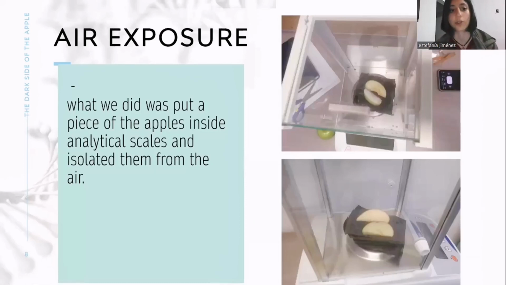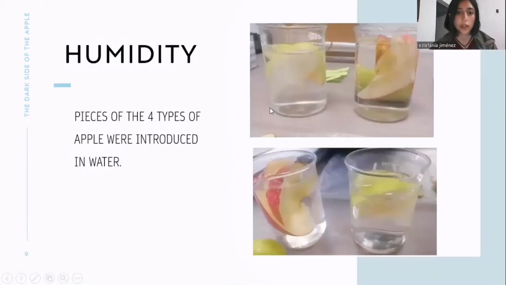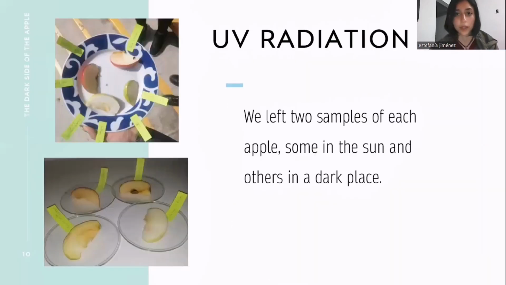Then air exposure. What we did was put a piece of the apple inside analytical scales and isolated them from the air. By preventing the passage of the oxygen, the noticeable browning was considerably less. Now, in humidity, pieces of the 4 types of apple were introduced in water. And by doing this, the noticeable browning was also much less.